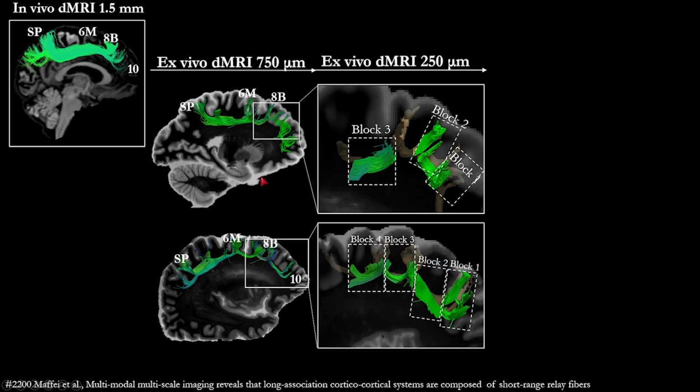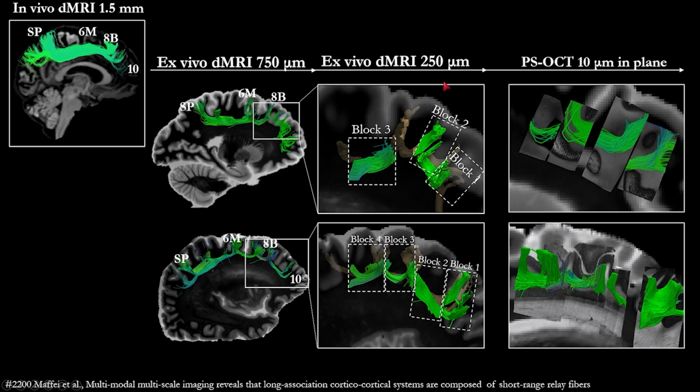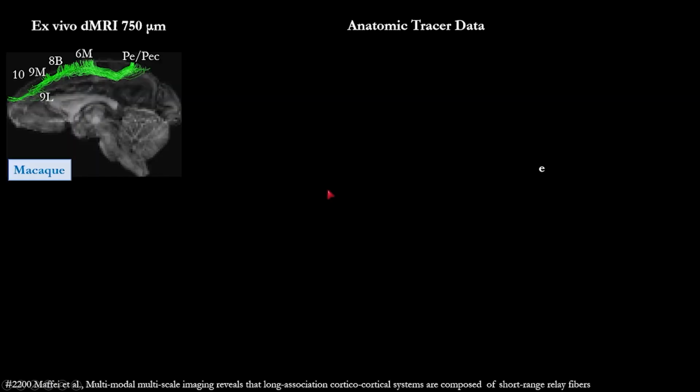If we then zoom in and look more in particular into these frontal regions using the tractography data from the 250 microns data and from the PSOCT, we see very similar results across modalities, with these shorter range connections again going in and out of the cortex. So then if we look at the macaque tractography data, again we observe a similar connectivity pattern with streamlines connecting from region 10 to region 9, 8, and 6, sort of going in and out of the cortex, and then from region 6 we can see direct connections to the parietal lobe.